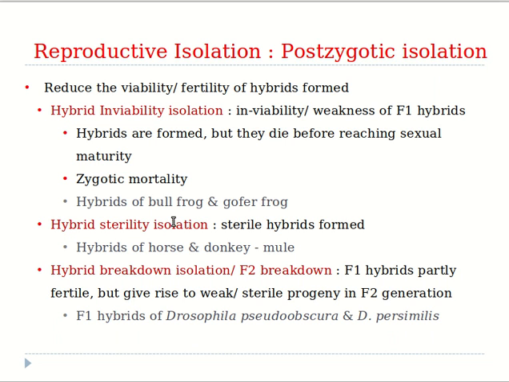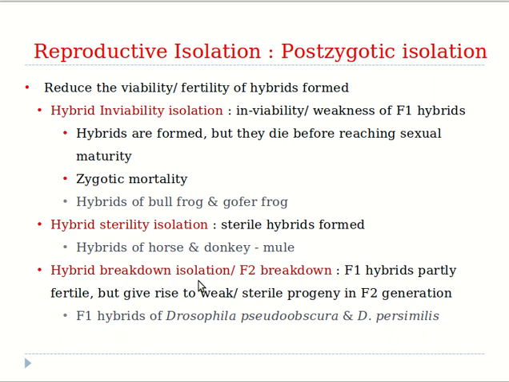Fine. Next is hybrid sterility isolation. Here certain interspecific crosses may result in the production of sterile hybrids. They may live to sexual maturity, but they cannot produce functional gametes due to chromosomal incompatibilities. The best example is the hybrid mule, a hybrid of horse and donkey. These mules can reach sexual maturity, but they are sterile, so they cannot interbreed or give rise to the next generation.